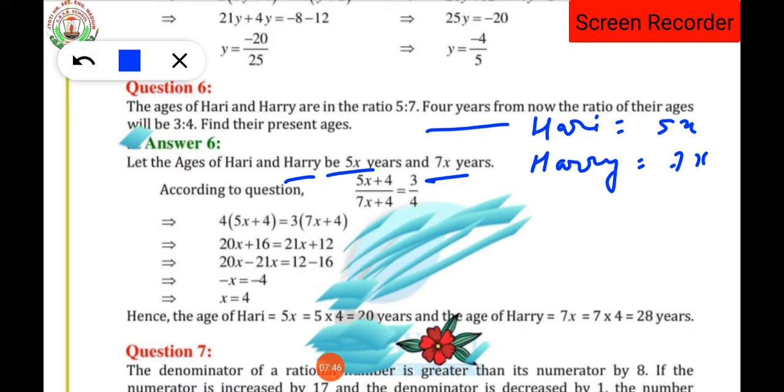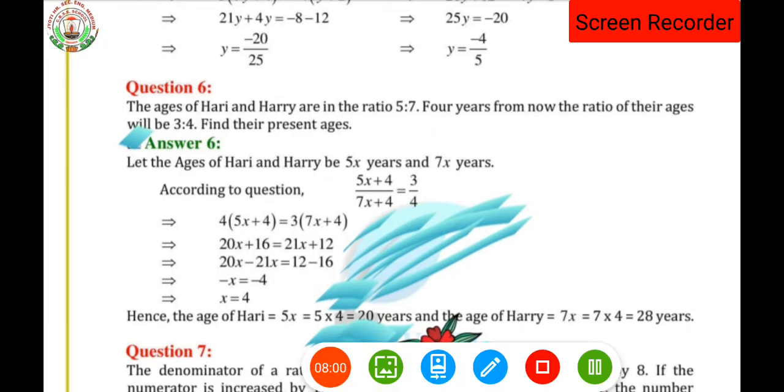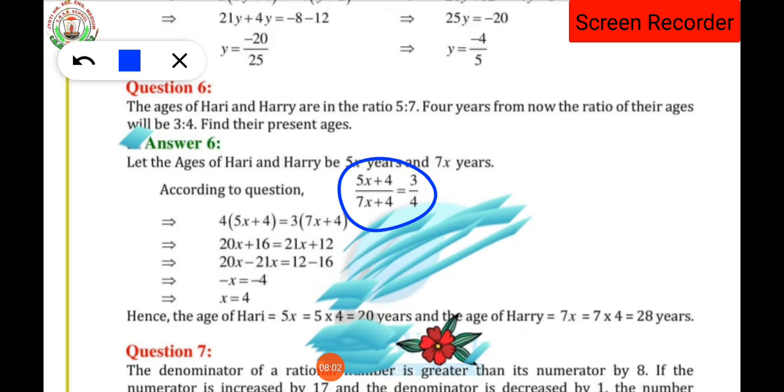What is their age right now? Their age at present was 5x. So to that, 4 years from now, 4 will be added, and it will be equal to the ratio 3:4. So we will get an equation like this. Now, solving this equation, we will cross multiply. 4 will multiply with 5x plus 4 and 3 will be multiplied with 7x plus 4.